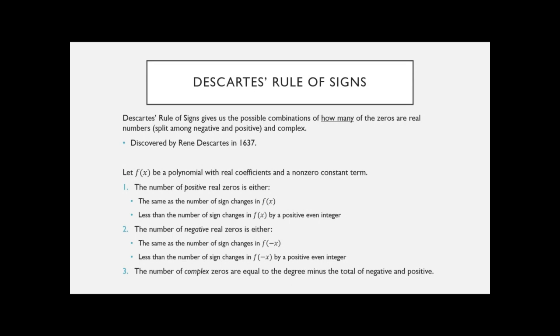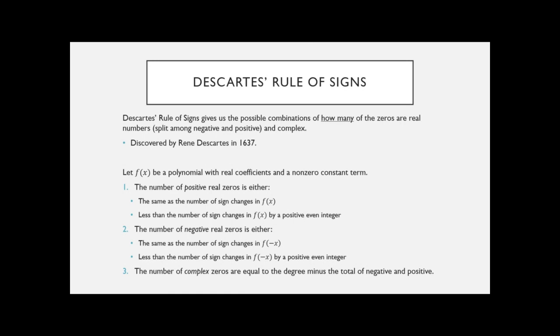And then they always come in pairs. So then you subtract that by 2, and that will give you another possible combination. So like if you found that there was 4 sign changes, you could have 4 positive zeros, you may have 2 positive zeros, you may have 0 positive zeros, but then you stop because we can't have a negative number of zeros. That doesn't make sense.